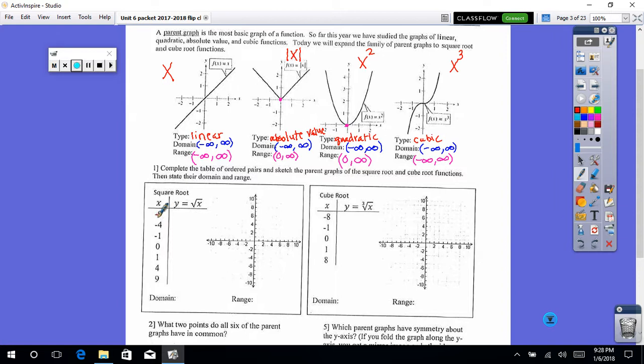Remember, if I give you the x, you plug it into the equation, it'll give you the y. The square root of negative 9 gives us an imaginary number. So there is no square root of negative x, or negative 9, on our square root function, which means there's no negative 4, there's no negative 1. The square root of 0 is 0, the square root of 1 is 1, the square root of 4 is 2, and the square root of positive 9 is 3. So when I graph this, it looks something like this.